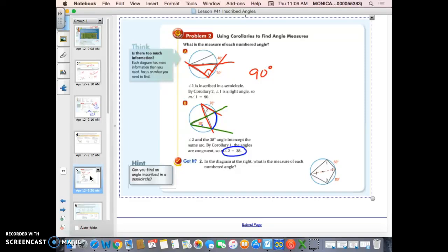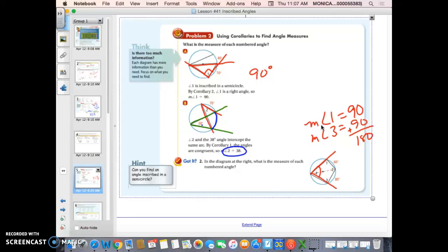Please remember the corollary about quadrilaterals. So down here you should notice that this is a semicircle. So that means the measure of angle 1 is going to equal 90 degrees. And I see that if this is 90 degrees, these are supplementary. So that means the measure of angle 3 is also 90, because if you add them together, you get 180. And supplementary means 180.